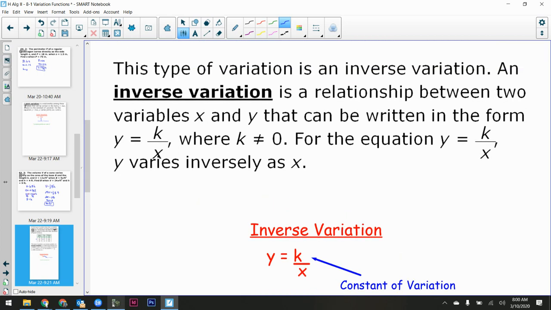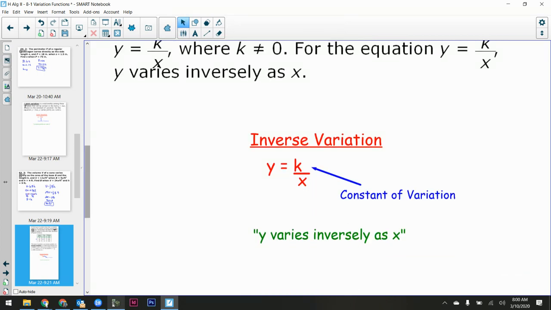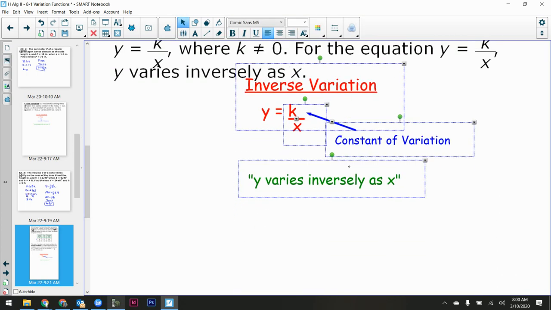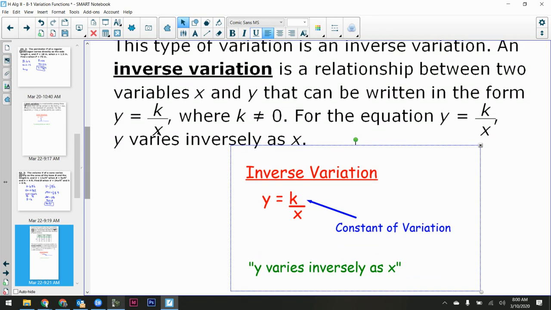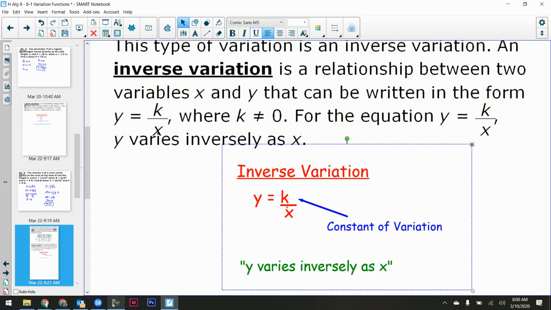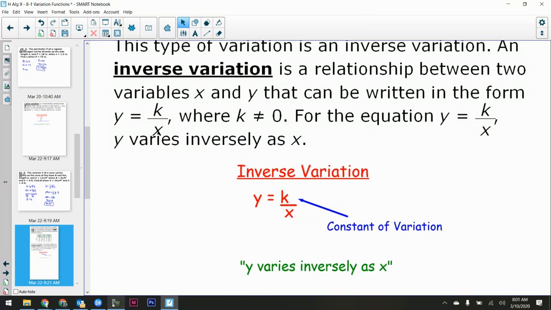Let me move all this junk up here. Okay. I don't know. Oh, yeah, there we go. Much better.